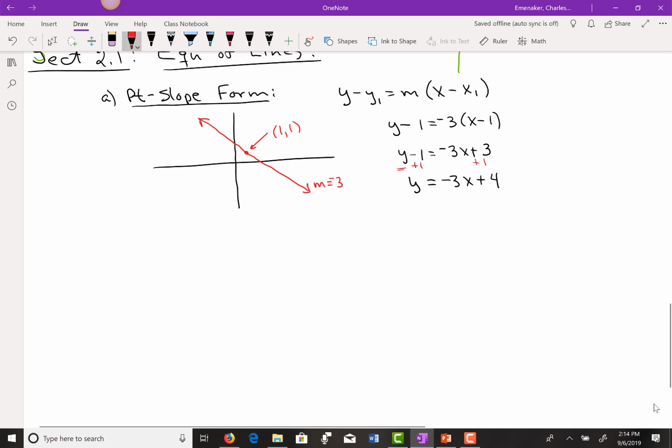This other form of the equation, anybody recognize what that is? y equals negative 3x plus 4. Is that a particular type or form for an equation? Slope-intercept, way to go.